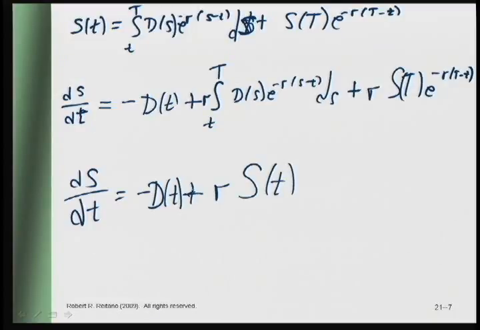So indeed, the derivative of the stock price plus the dividend value is equal to r times the stock price.